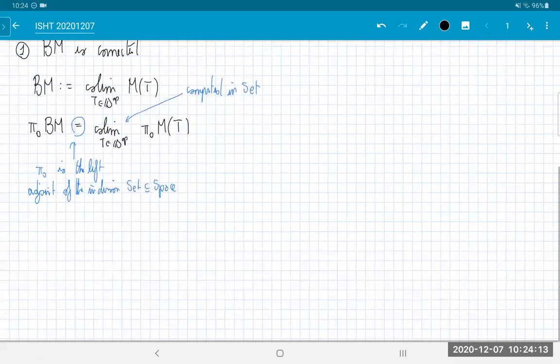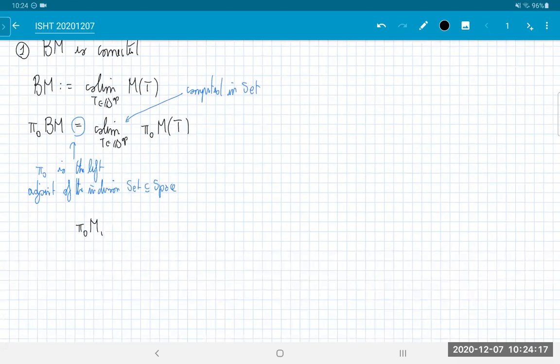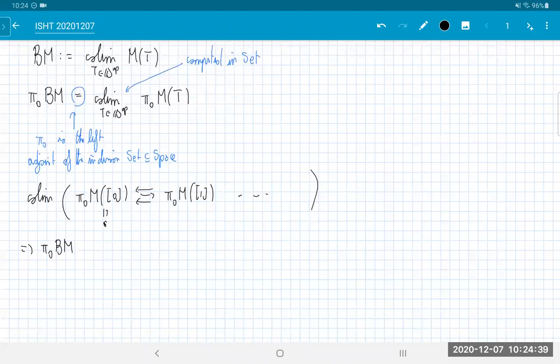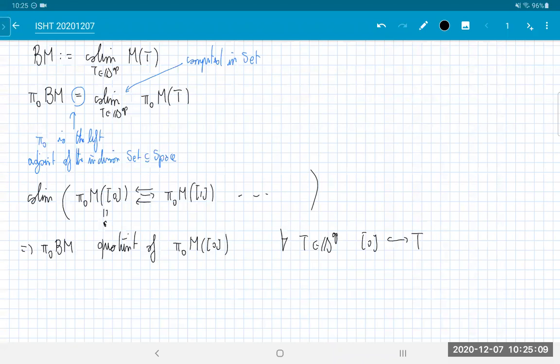But now, if you look at this diagram, what is this diagram? We have pi zero of M bracket zero, which is just a point. We have two maps here, pi zero of M1, which is whatever it is, etc. And now if you look at how we compute colimits in sets, it turns out that pi zero of BM is a quotient of pi zero of M of zero. Because for every T in delta op, you can find some map from zero into T, just pick whichever element of T you want. And when you compute colimits in sets, you make the disjoint union and identify points. And also there is a map T going to zero.